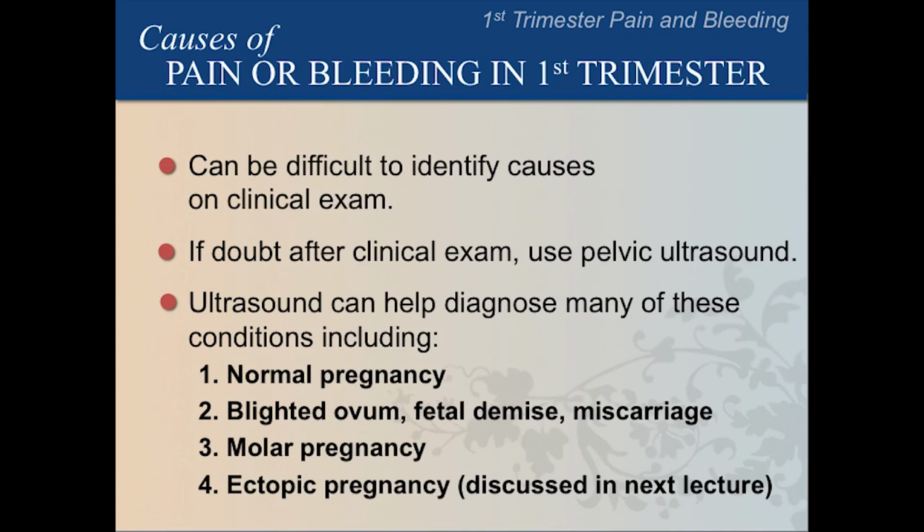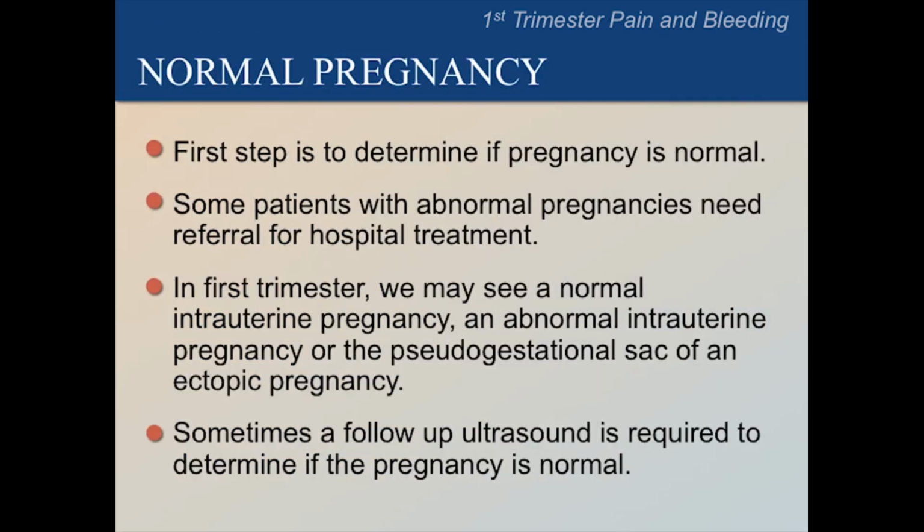Conditions that can be diagnosed by ultrasound include normal pregnancy, blighted ovum, fetal demise, miscarriage, molar pregnancy, and ectopic pregnancy. Ectopic pregnancy will be discussed in the next lecture. Our first step after clinical exam is to determine if the pregnancy is normal. This is important because some patients with an abnormal pregnancy will require treatment at a hospital.